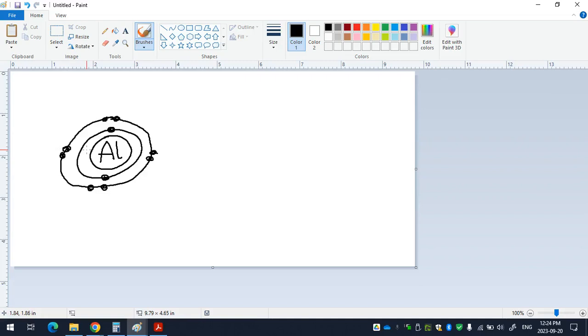I'm up to how many so far? 2 plus 8 is 10. I need to go up all the way to 13. So I need 3 more, right? Well, 3 more is definitely going to fit in the last circle. 1, 2, 3. Okay. That's it for aluminum.